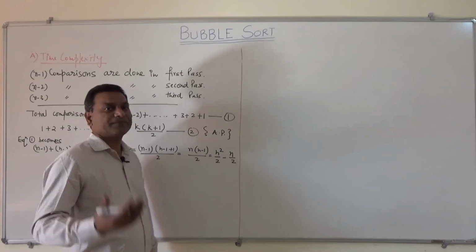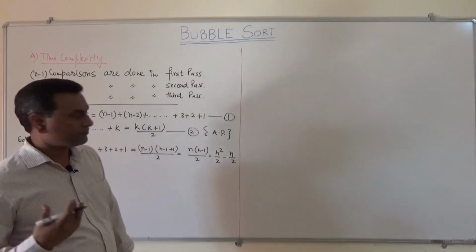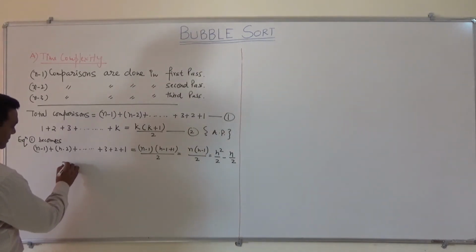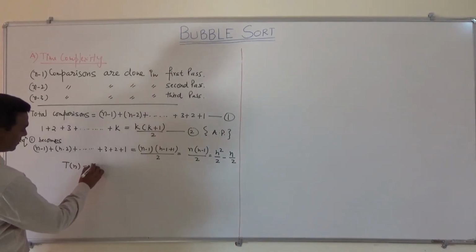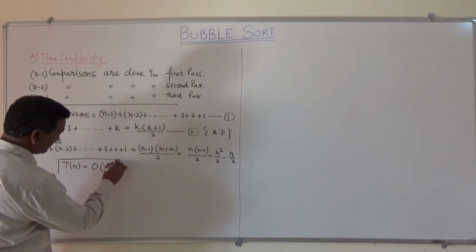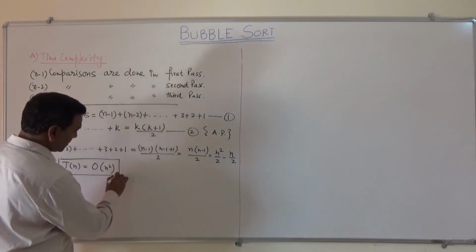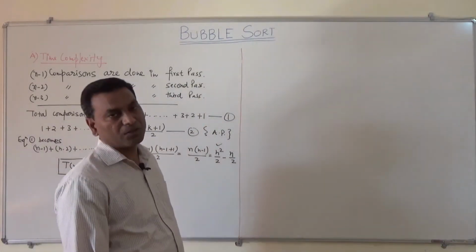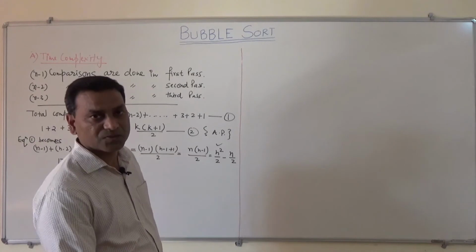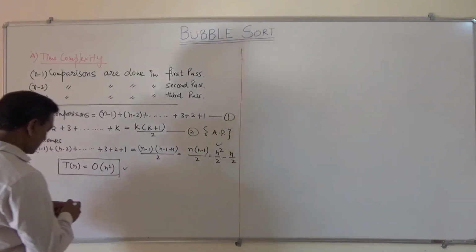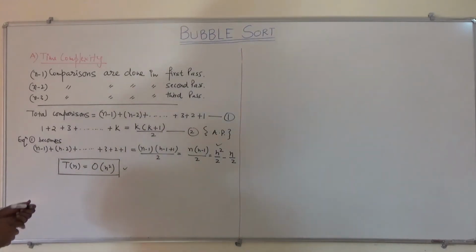Hence we can say the time complexity will be order of n square, because the higher order term is n square in this case. Therefore the complexity will be big O of n square. So this is the time complexity of bubble sort. Now we will see the space complexity.